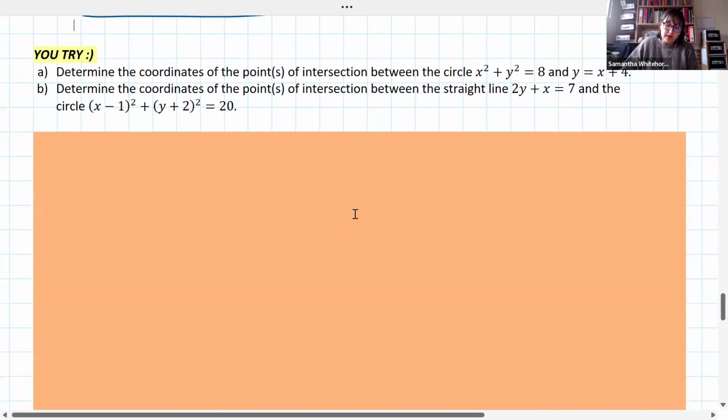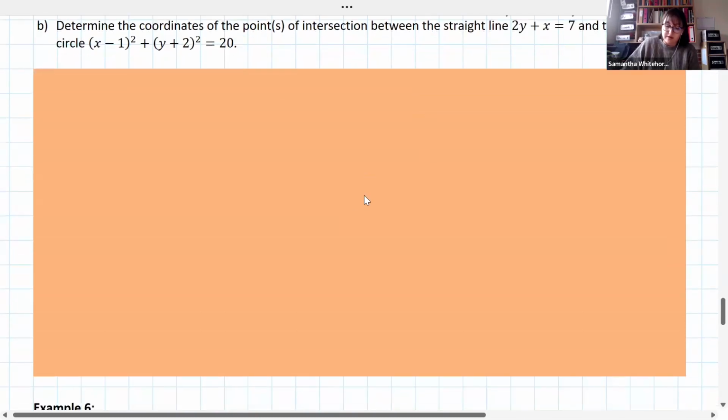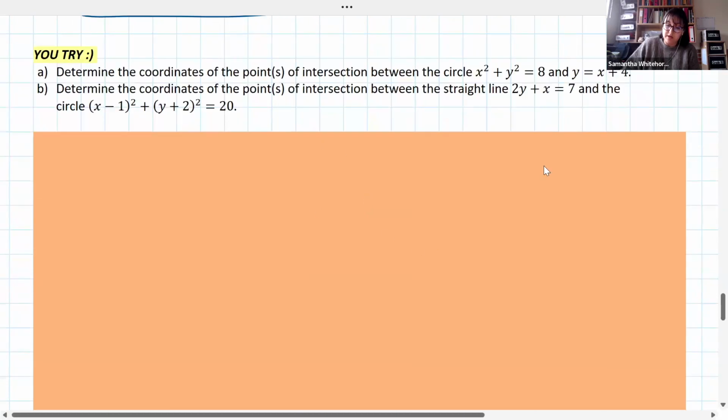Alrighty, so let's try these examples over here. I'm going to give you 5 minutes, should be enough time, and then we'll have a look.